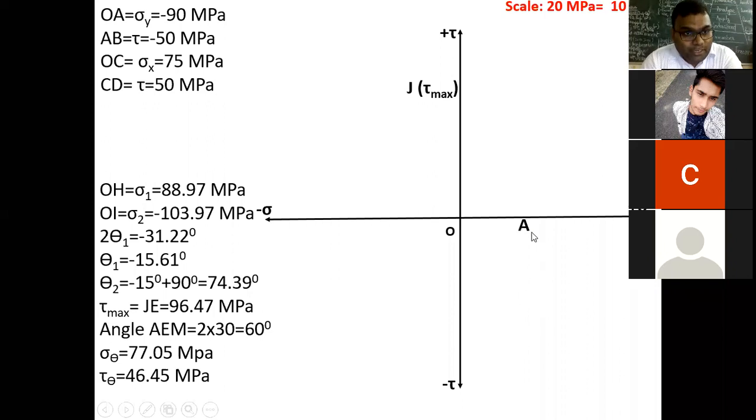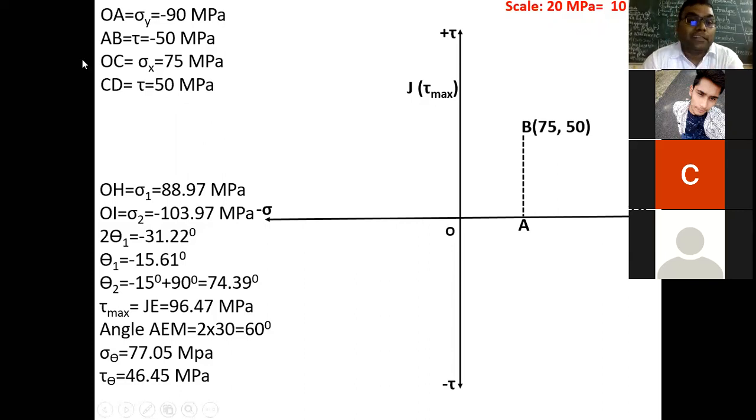Downward. Minus means downward, okay? So just divide by 20 to 50. How much? 2.5. Okay, 2.5 centimeter downward.